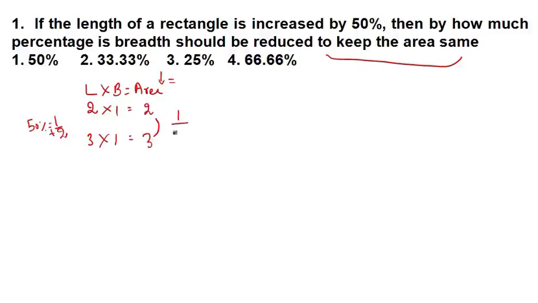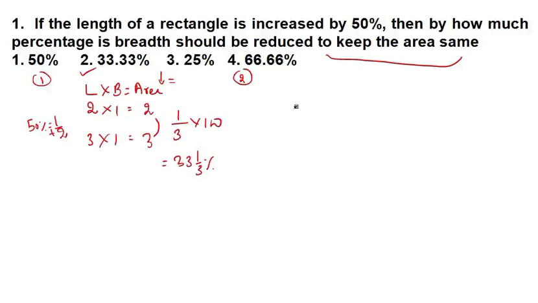From 3, into 100. We know that 1 by 3 is a fraction, and if you want to convert it into percentage, then 1 by 3 means 33 1 by 3%. So your option number 2 is right. This is method 1. Now I want to show another method. This is method number 2.